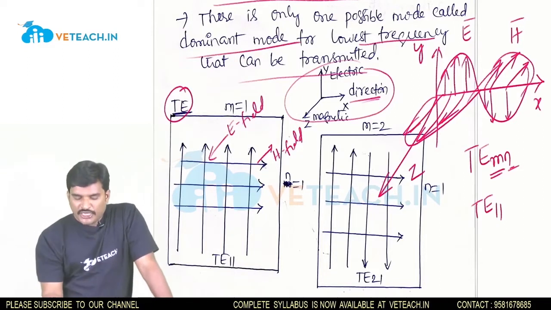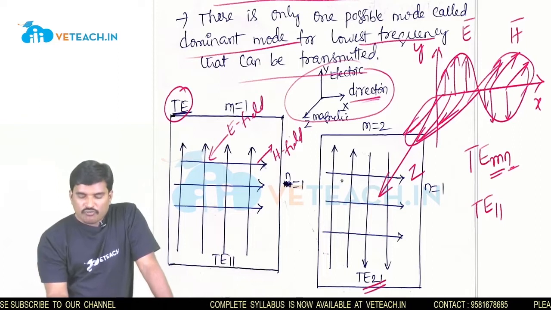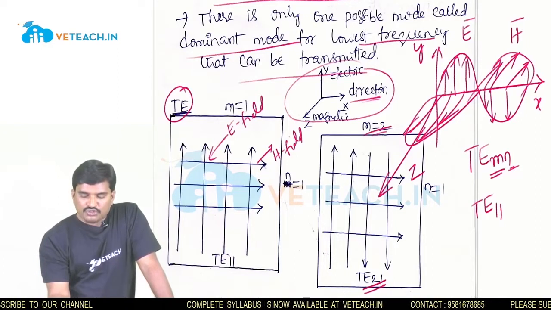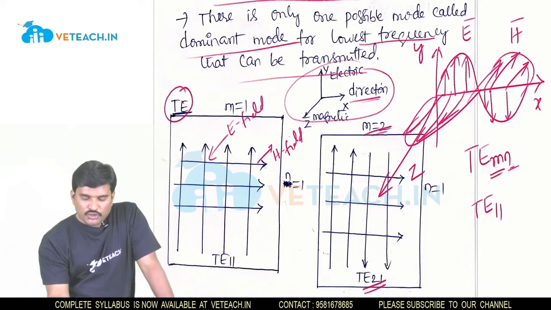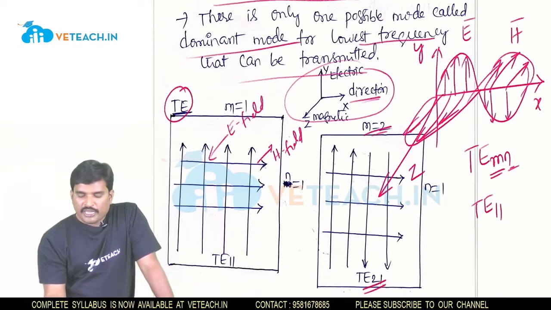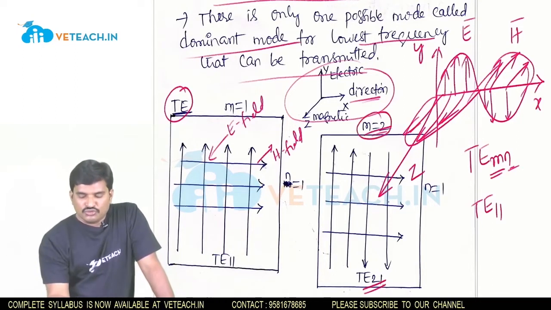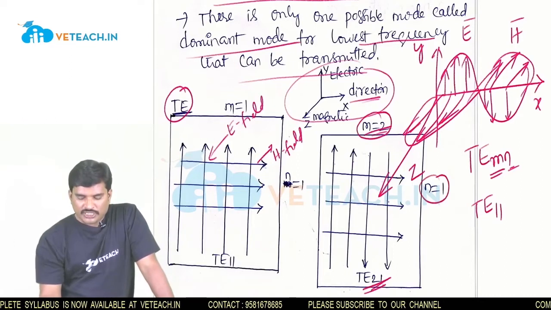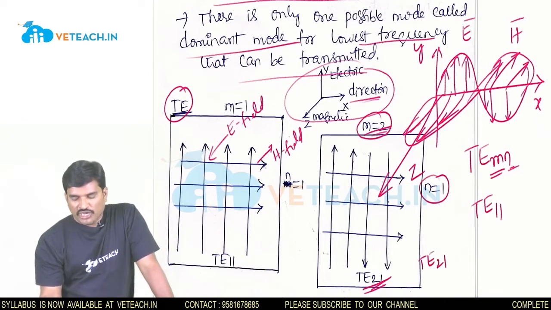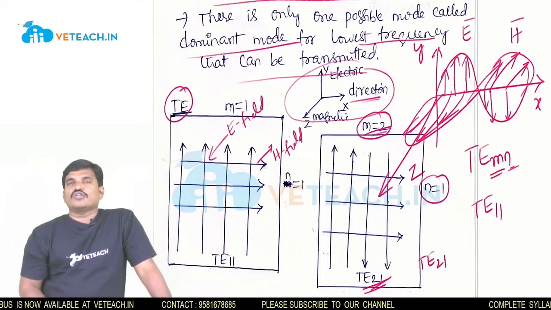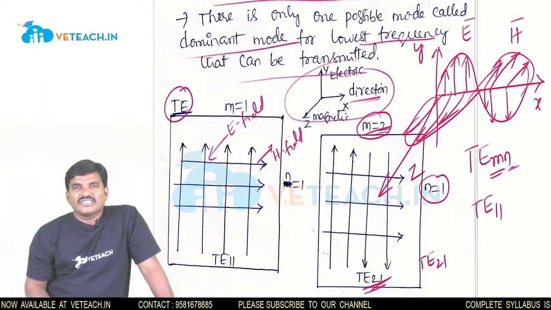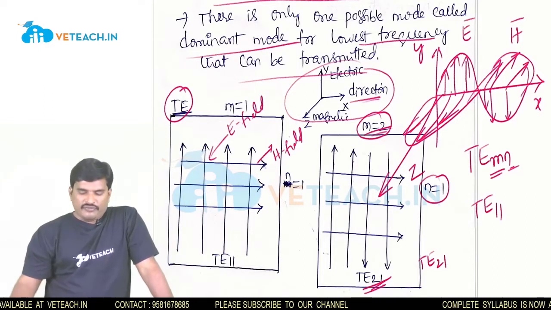And coming to the TE21, look at that, what are these two now? M becomes 2 because of this one and this is another way. So M, how many do we have there? M becomes 2 and N becomes 1. That's why it is TE21. So these are called the dominant modes of the transverse electric field itself.